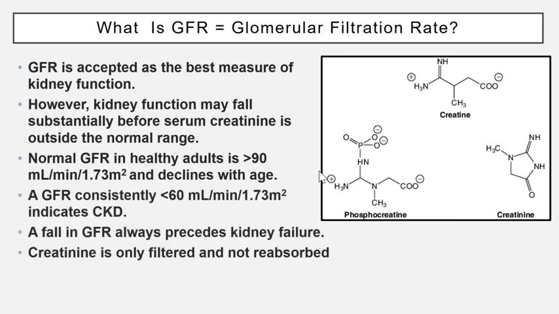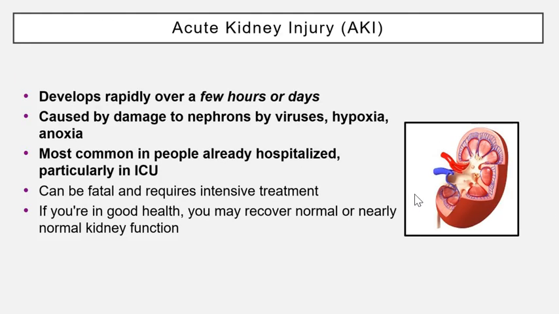So if you have less than 60, that indicates chronic kidney disease. Your kidney is not filtering out blood very well. And then a fall in glomerular filtration rate always precedes kidney failure because it's only filtered and not reabsorbed.